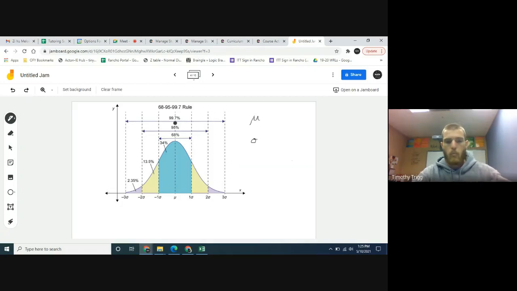So this is going to make more sense as we go on. But basically what I want you to see here is to know these numbers, 68, 95, 99.7. And that the values are most likely going to be close to the mean. And this is for a normal distribution. So that's key too. This is for a normal distribution.